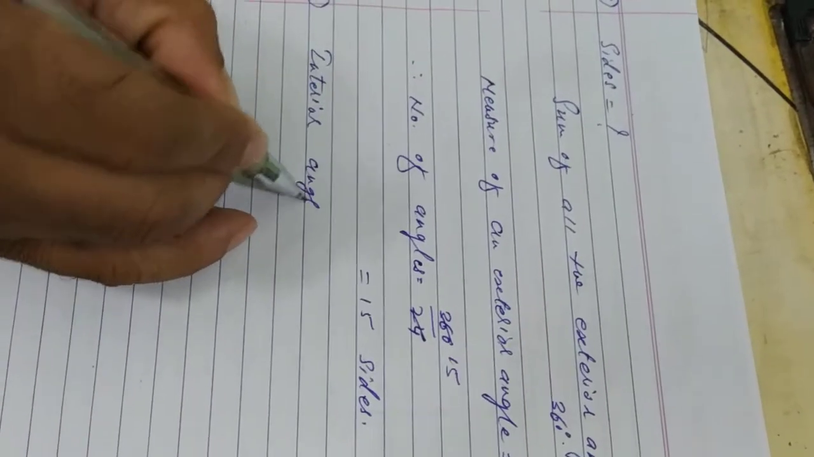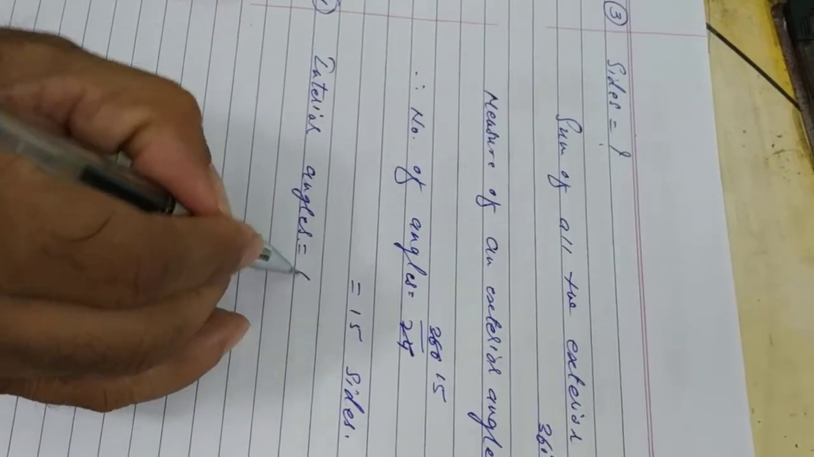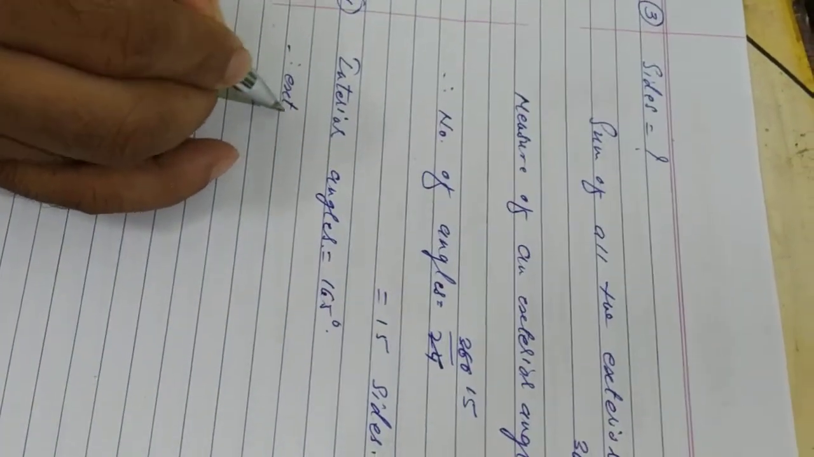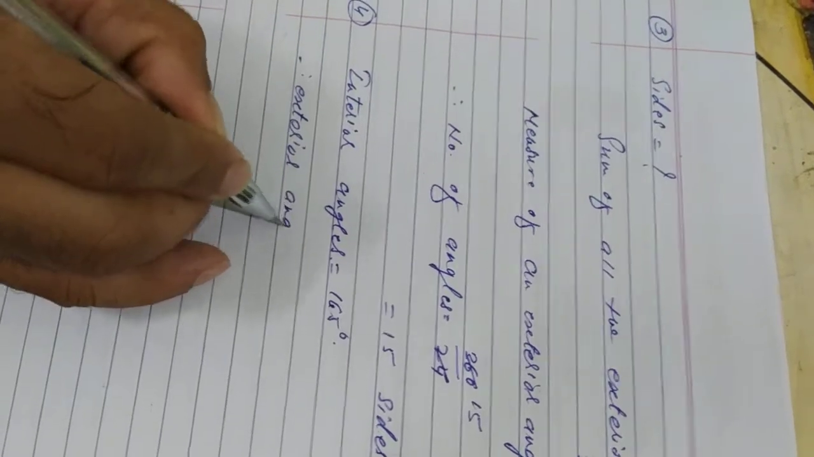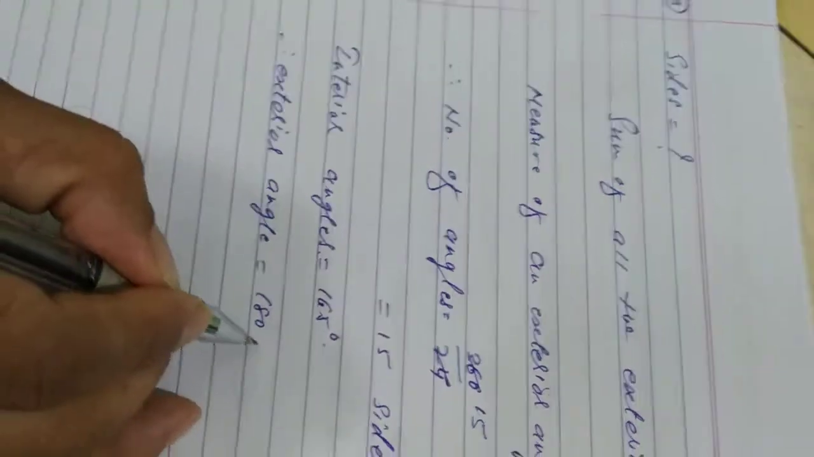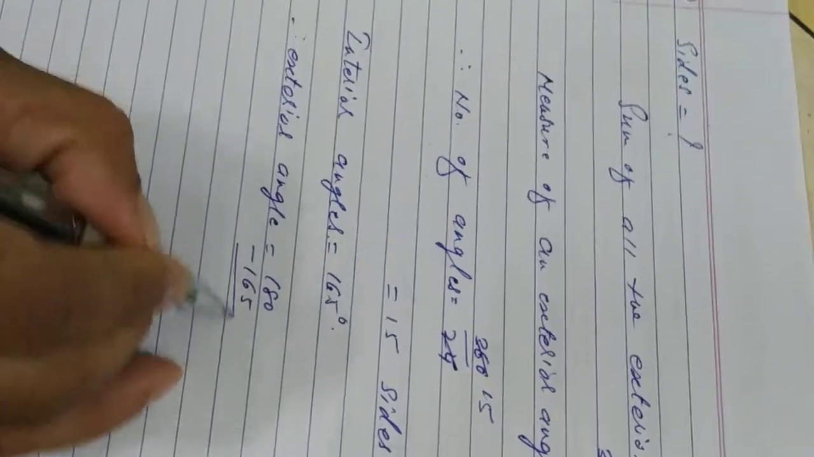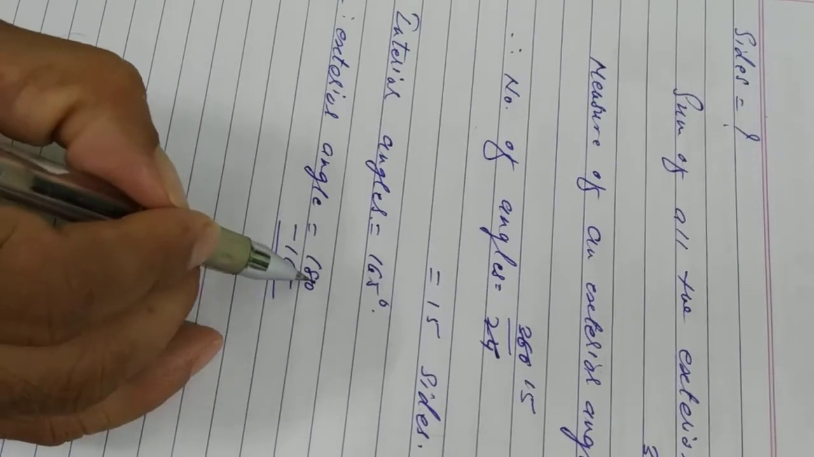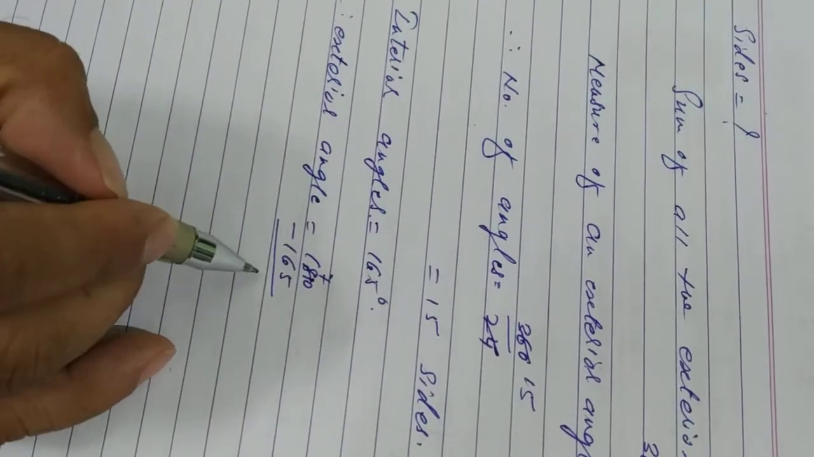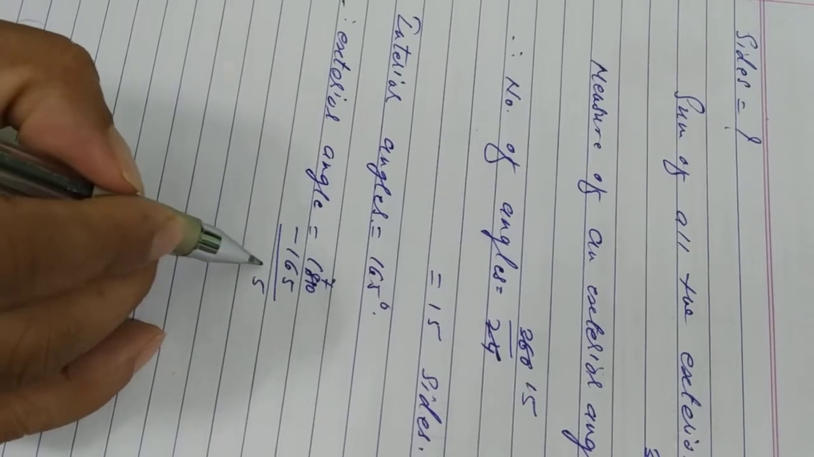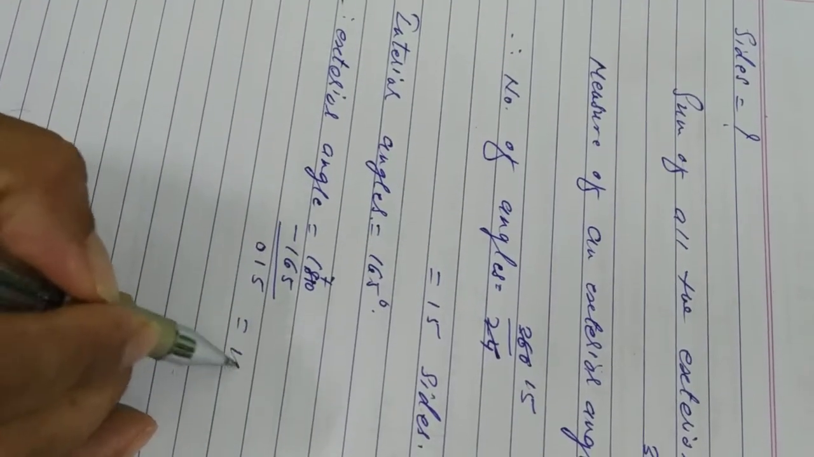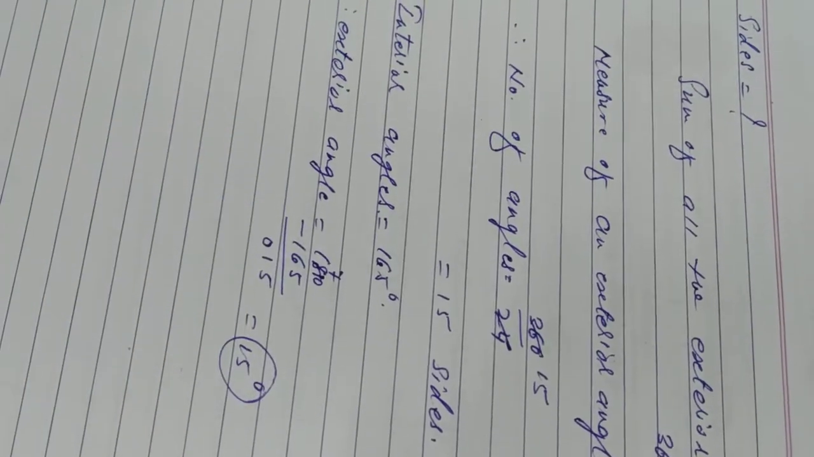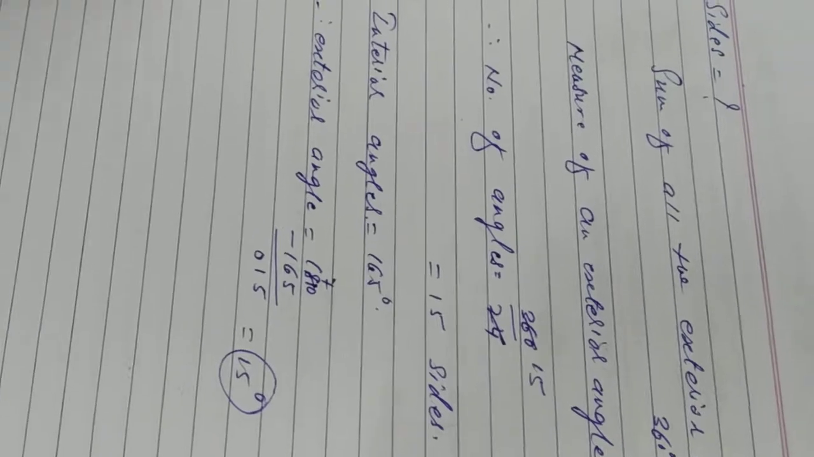So first of all, what we have to do? From the interior angle, we have to find out the measurement of the exterior angle. So the exterior angle is equal to 180 minus 165, right? 10 minus 5 is 5, 7 minus 6 is 1. So how many degrees? 15 degrees. The measurement of the exterior angle is 15 degrees.